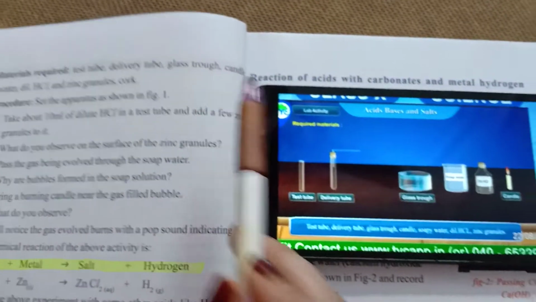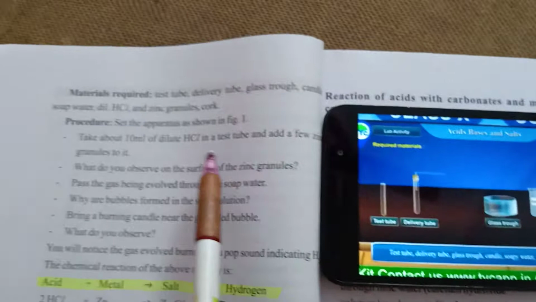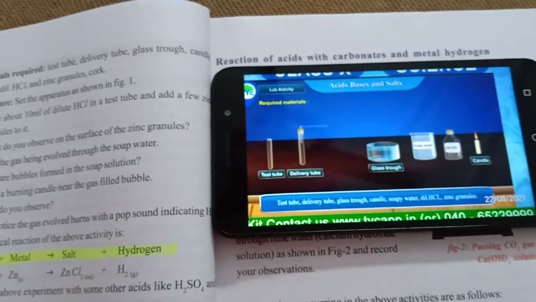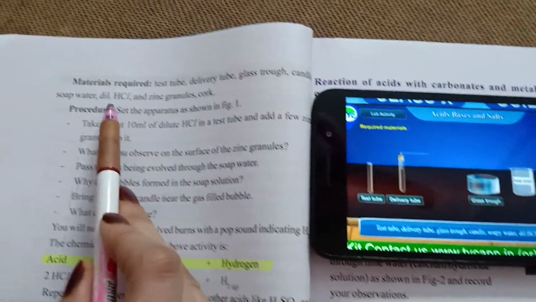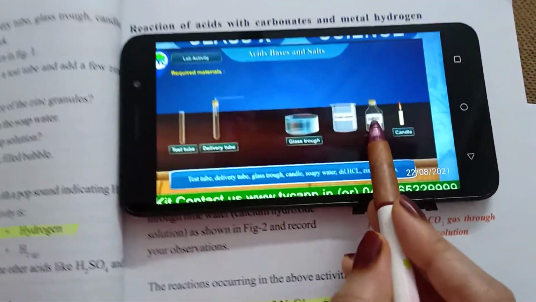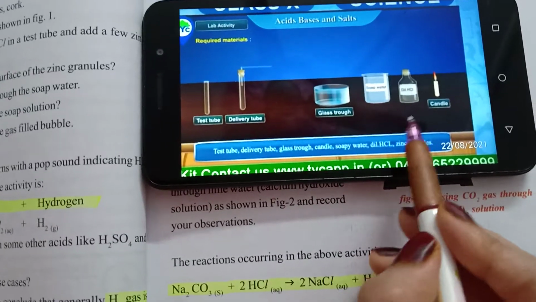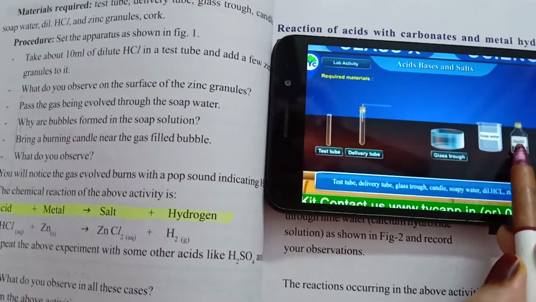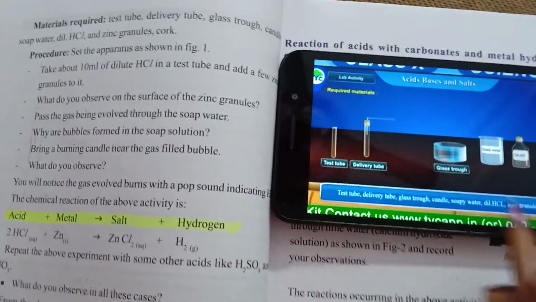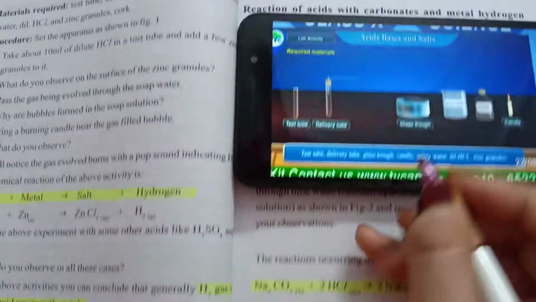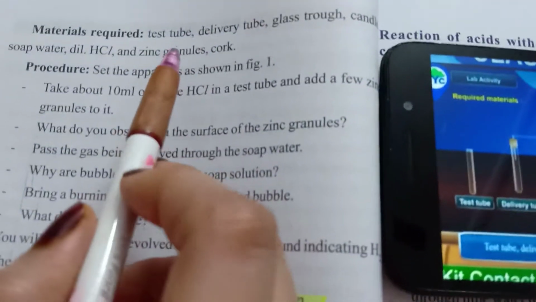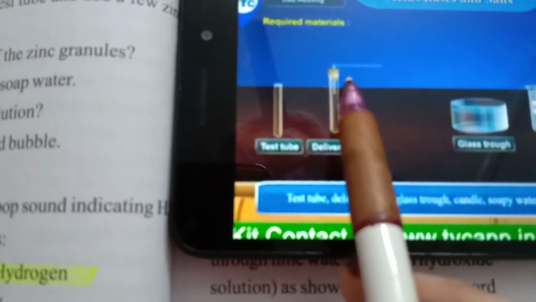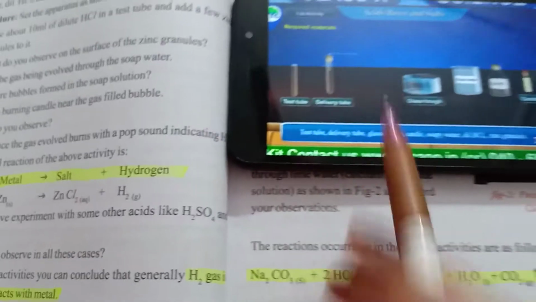Okay. Next, we need a lighting candle, and we need soap water. This is the soap water, not soap, soap water we need in this activity. Then we need dilute HCl, not concentrated HCl. As we all know, HCl is an acid, so we need to dilute that HCl acid. And we also need zinc granules, which means zinc pieces. We need zinc granules and a cork, which means the covering of the test tube. So this is our requirement.